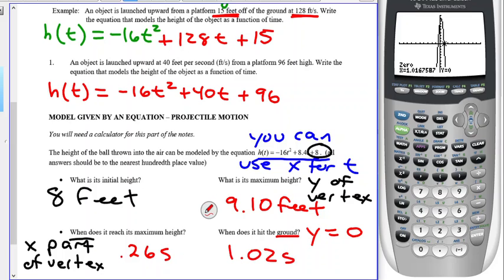Okay? So that's how you use the calculator. These are all things you should be able to do with projectile motion. Please make a note of any questions you have, and we'll see you in class.